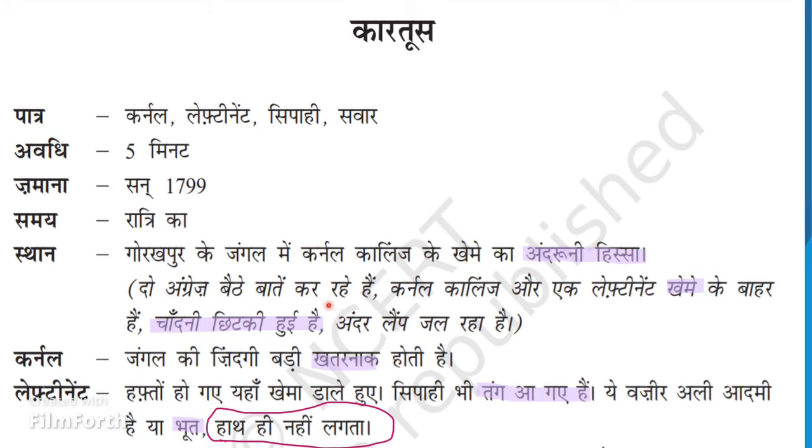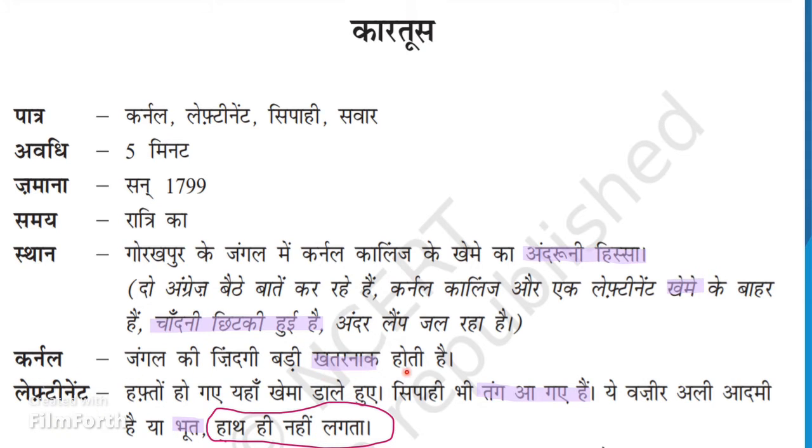दो अंग्रेज बैठे बातें कर रहे हैं. Two Englishmen are sitting and talking to each other. Colonel Kaartus और एक लेफ्टिनेंट खेमे के बाहर हैं. Two people, that is Colonel Kaartus and Lieutenant, they are outside the tent. Children, khema means tent. Chandni chitki hui hai means this moonlight is spread all around because it is night time. Andar lamp jal raha hai, inside a lamp is burning. Now the Colonel speaks out.